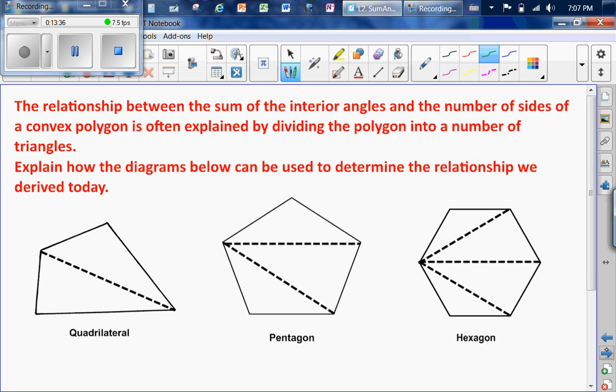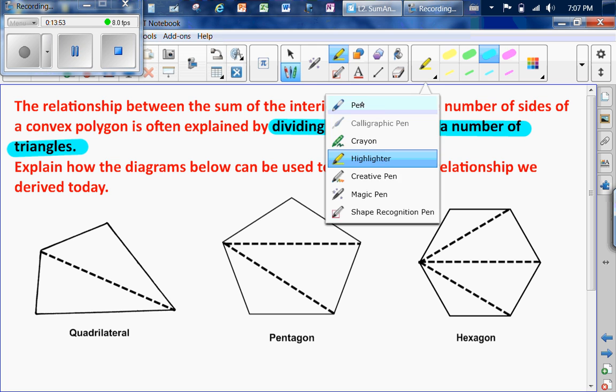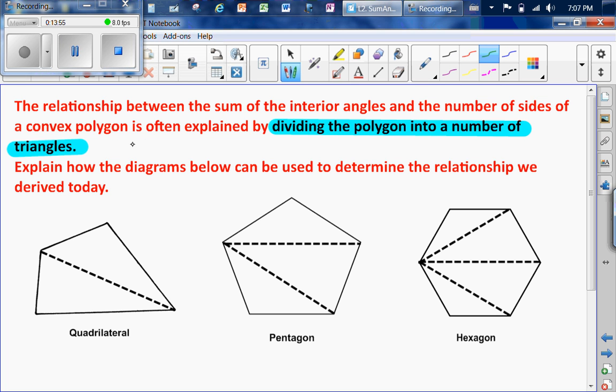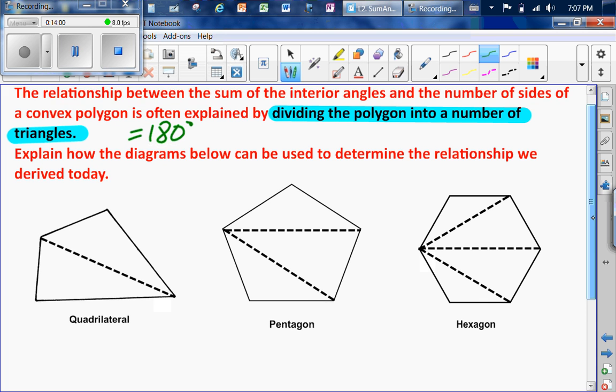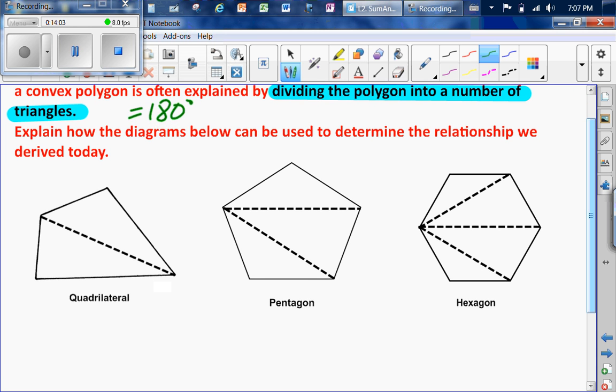Now, just in case you don't believe what I've been saying, the relationship between the sum of the interior angles and the number of sides of the convex polygon is often explained by dividing the polygon into a number of triangles. And for some reason, we all tend to believe that in a triangle, all the angles add up to 180 degrees. So if we take that, we can take any polygon. So let's look at the quadrilateral to start.